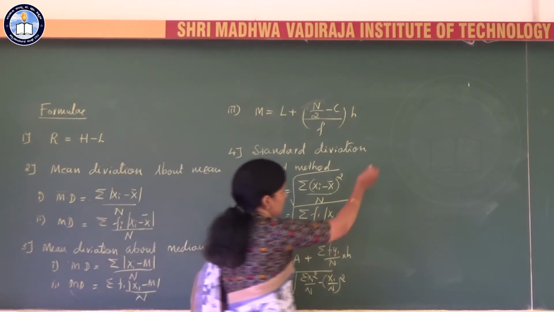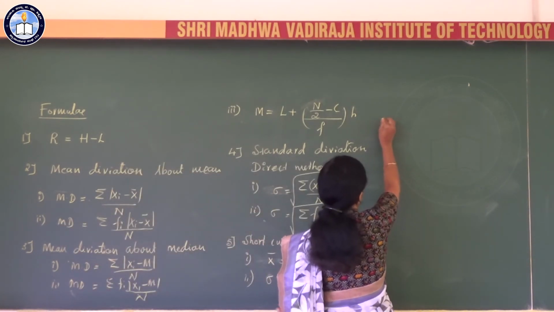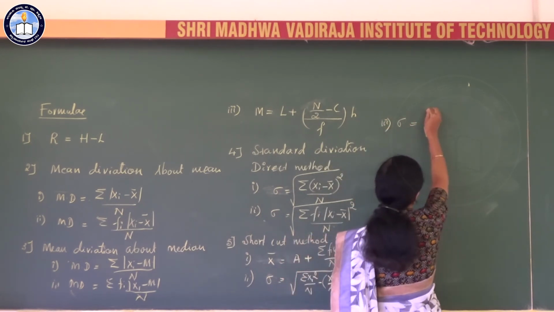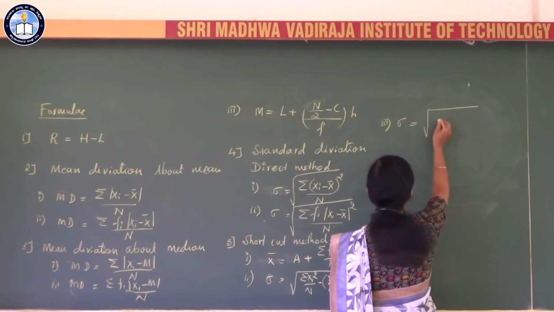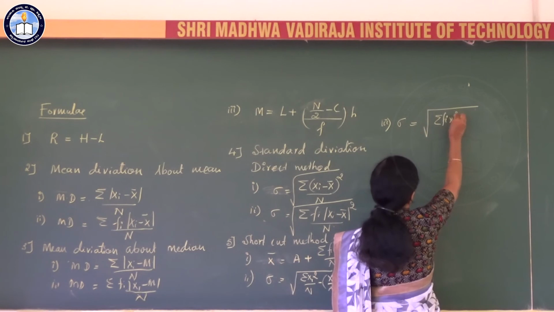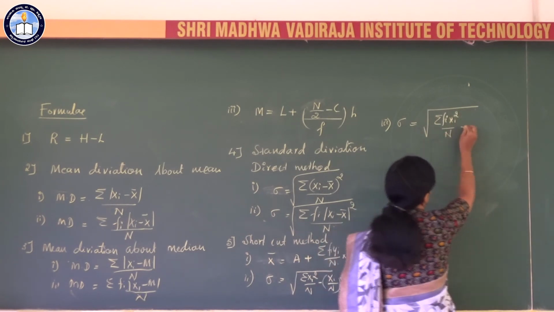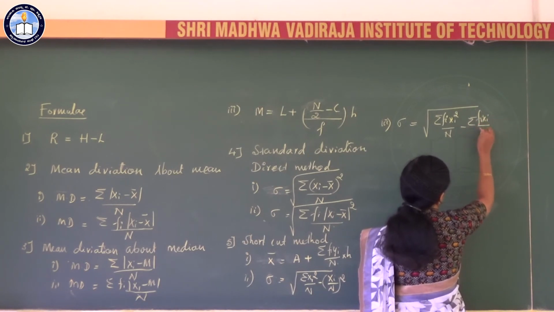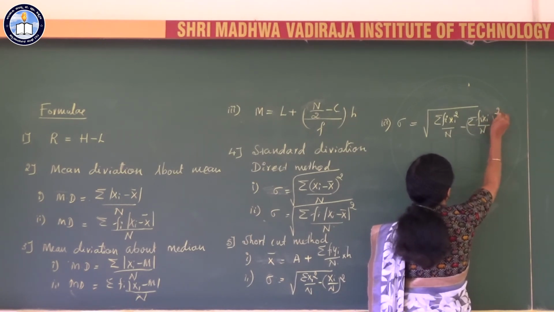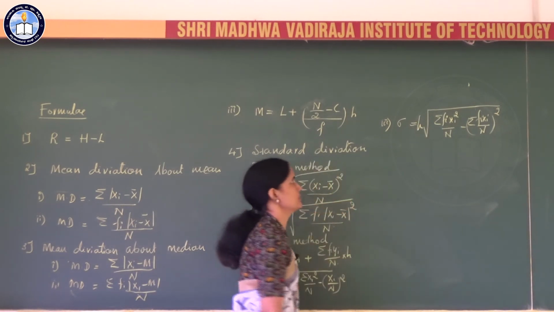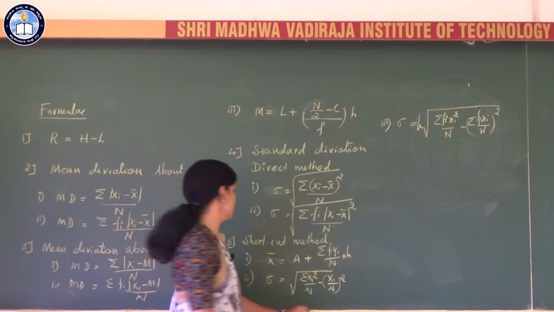And for the grouped data, I will write here sigma is equal to the root of sigma fi into xi square divided by n minus sigma fi xi divided by n whole square. This must be multiplied by the size of the class interval, so that you may get the standard deviation.